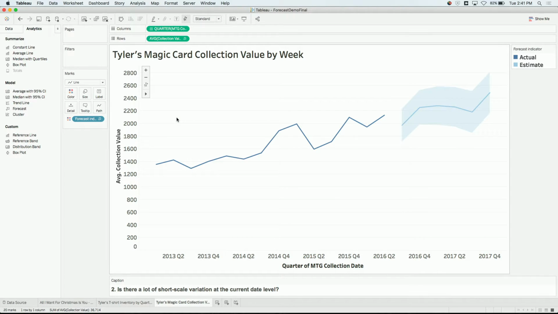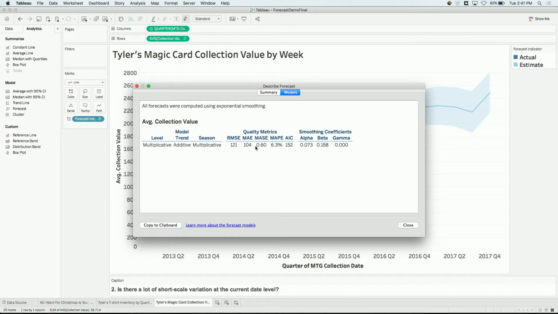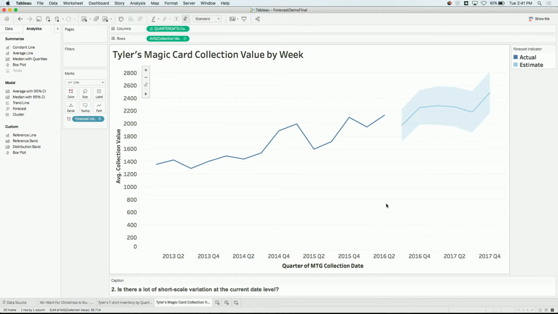That is good. But is it quality? Well, it's okay. It's certainly better than what we had. So I would conclude from this that the value of my collection is actually increasing over time, and I get to keep all my magic cards.